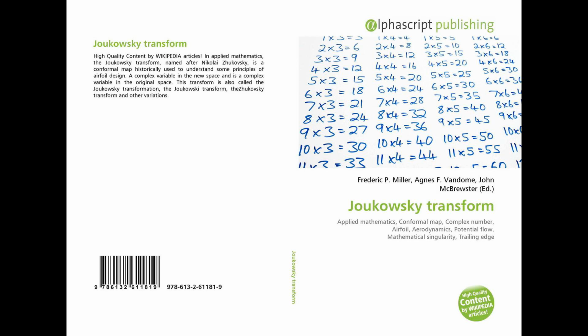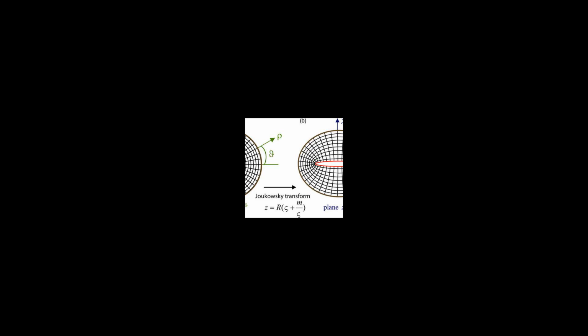The Kármán–Trefftz transform therefore requires an additional parameter, the trailing edge angle α. This transform is equal to z = nb ((ζ + b)ⁿ + (ζ − b)ⁿ) / ((ζ + b)ⁿ − (ζ − b)ⁿ).